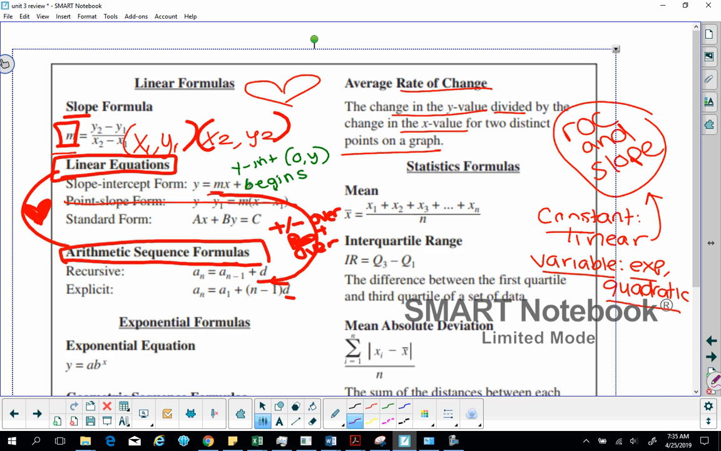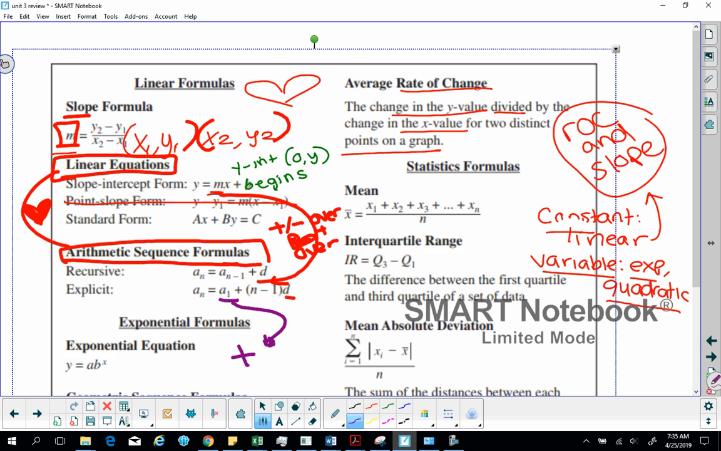What's A1 mean? Anyone know what A1 is? It's a number term. What number term do you think it is? Is it my fifth term? What number term do you think it is? Y'all, wake up. It's your first term.